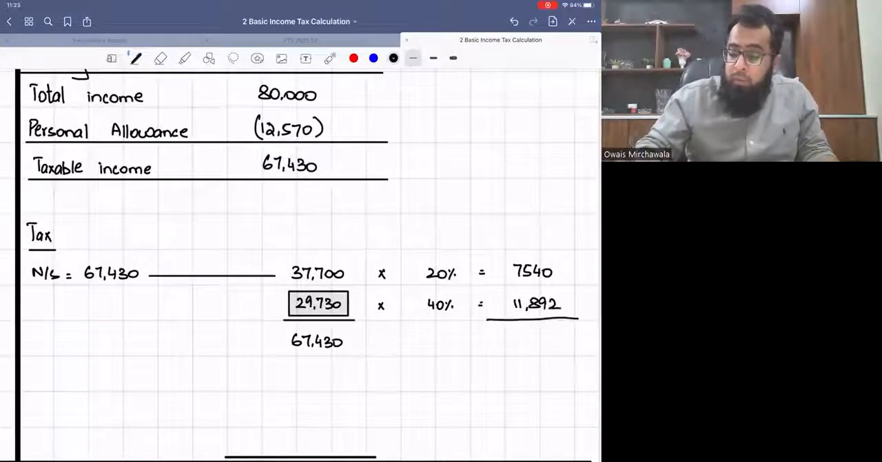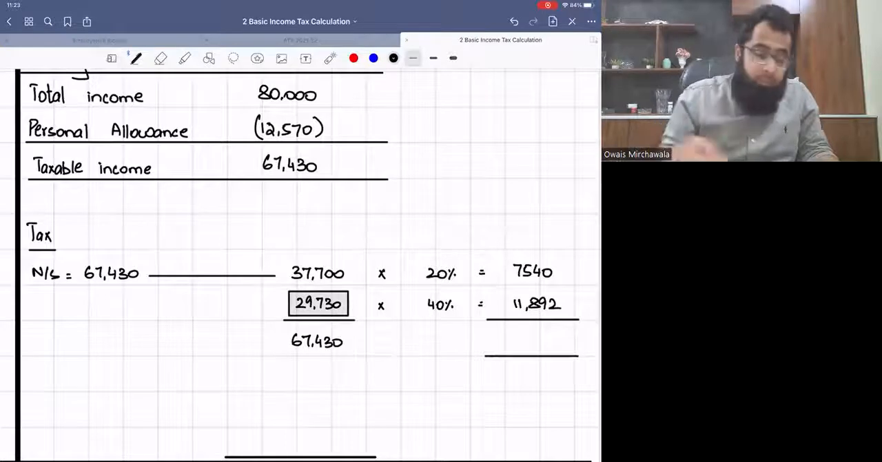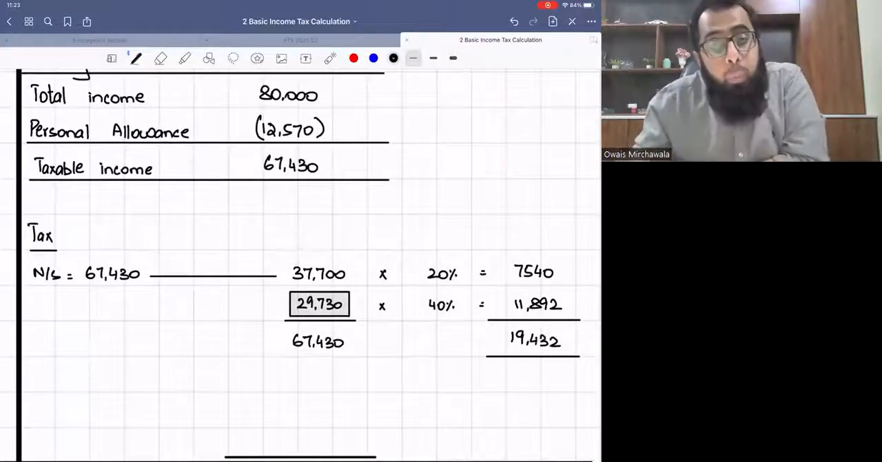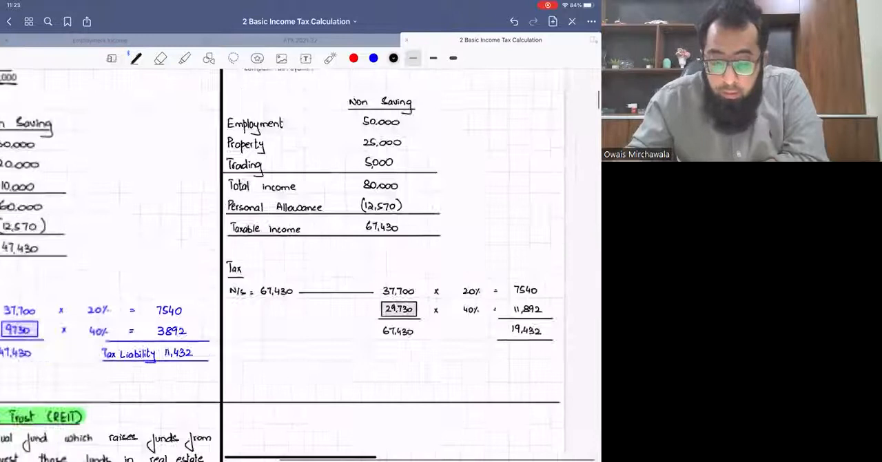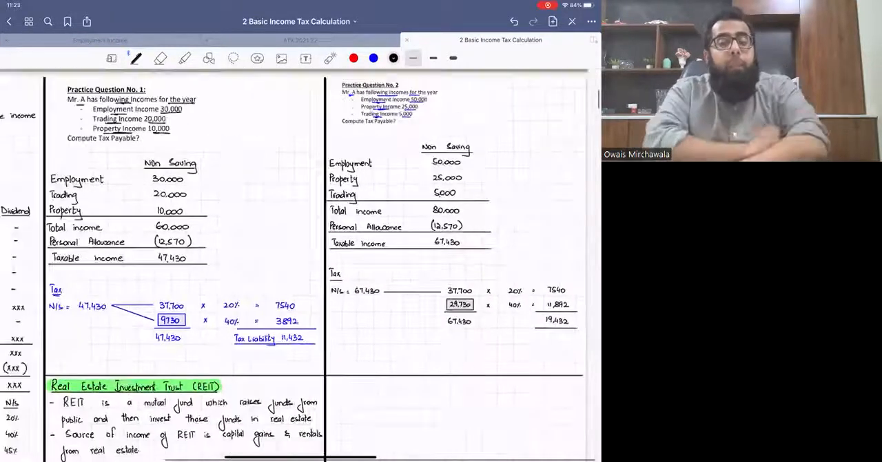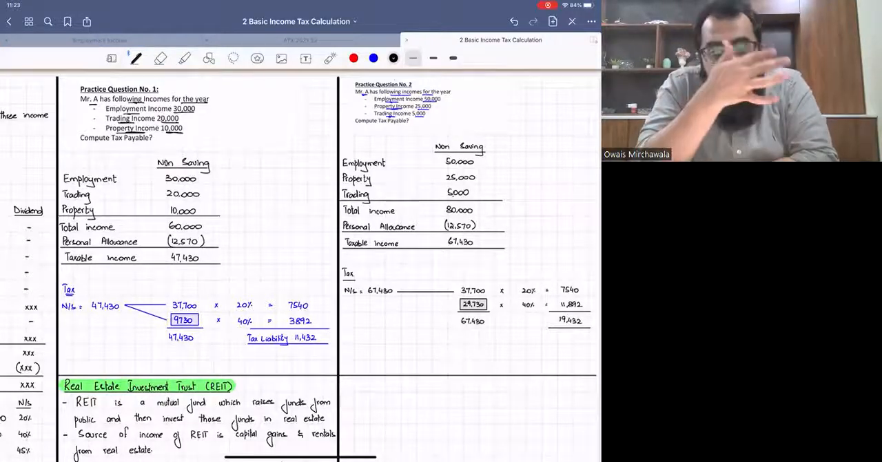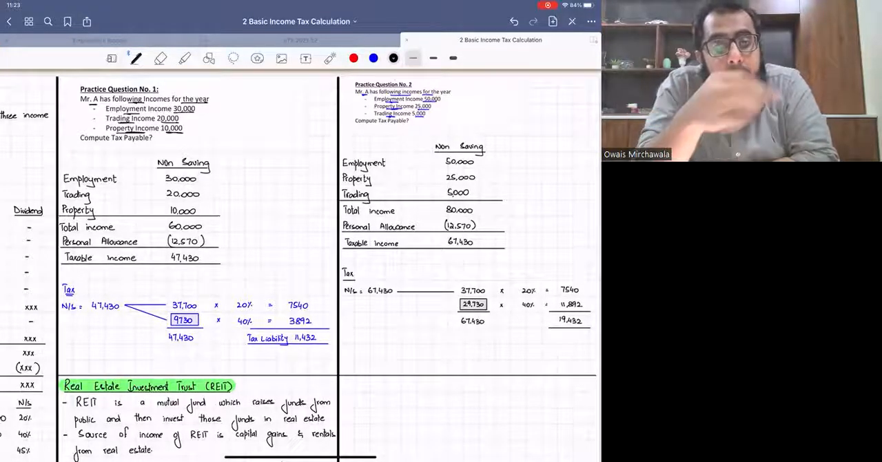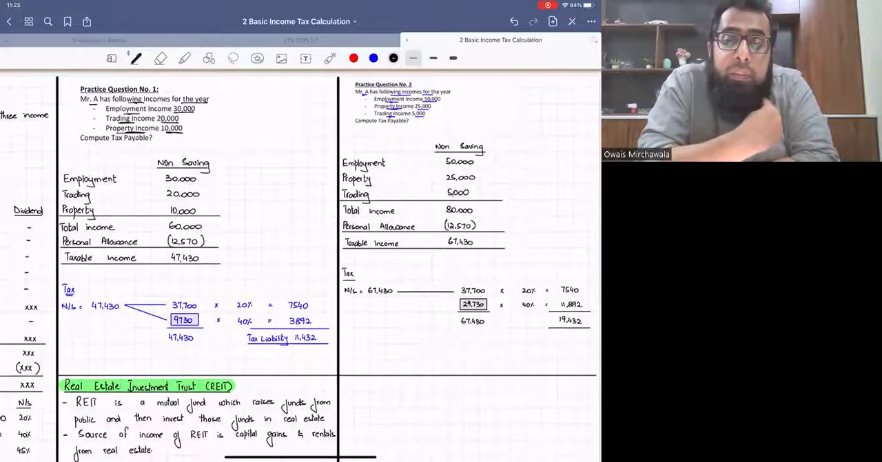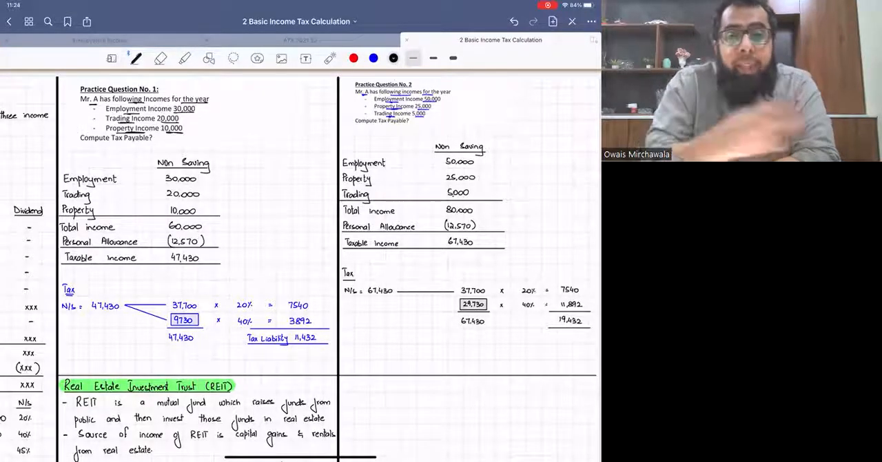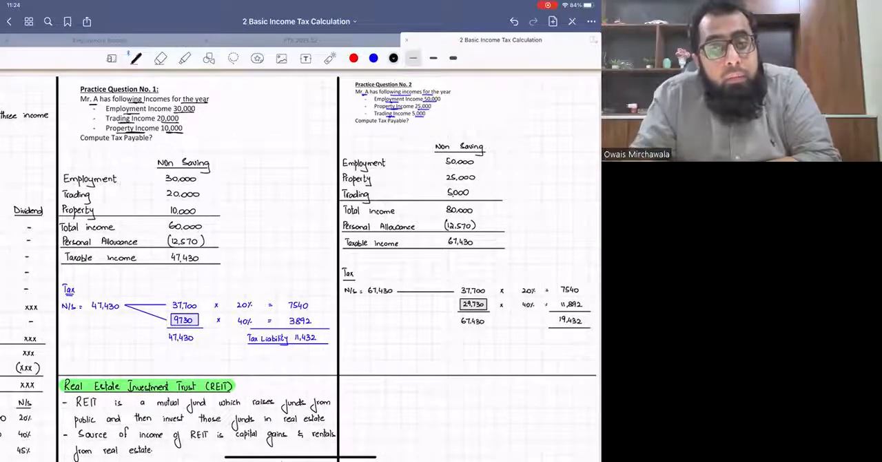11,892. So the tax will be 19,432. So in my opinion, there is nothing difficult. You just put the income in the right head, you deduct the personal allowance, and then you apply the rate of tax. I think there is nothing to worry about.